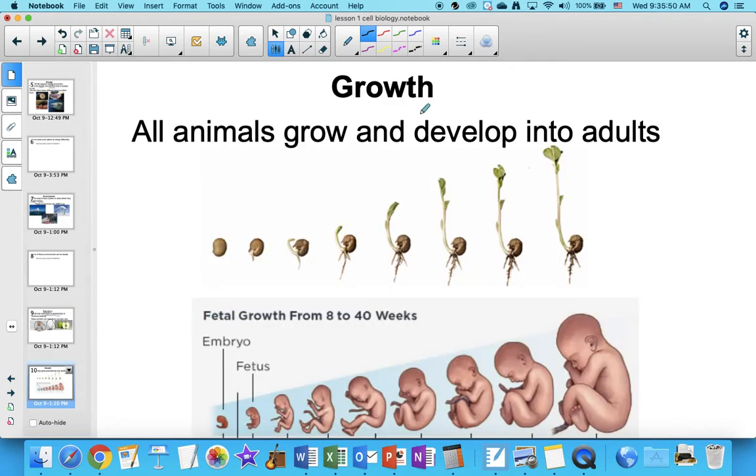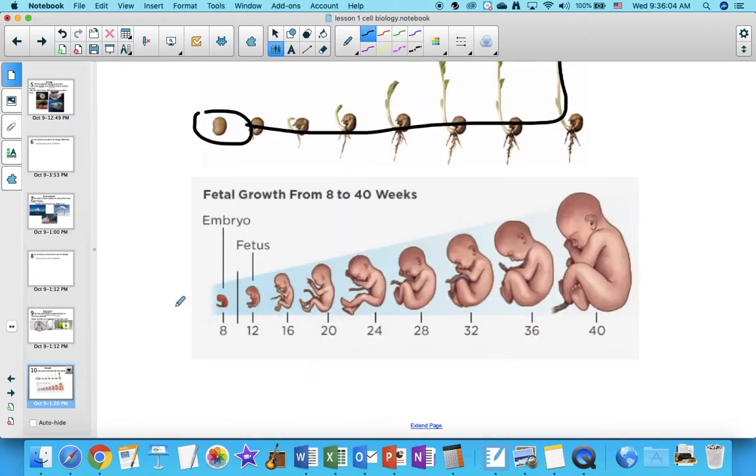Growth. All living things need to grow into adults, right? When you look at a plant, it doesn't come out as a tree, right? It starts out as a seed and eventually develops into a sapling and grows into a small plant and eventually maybe even a tall tree. Same with people, right? But rather than being a seed, we start as basically an embryo. And as we get older and move on, we get a little bit bigger and develop and grow, right?